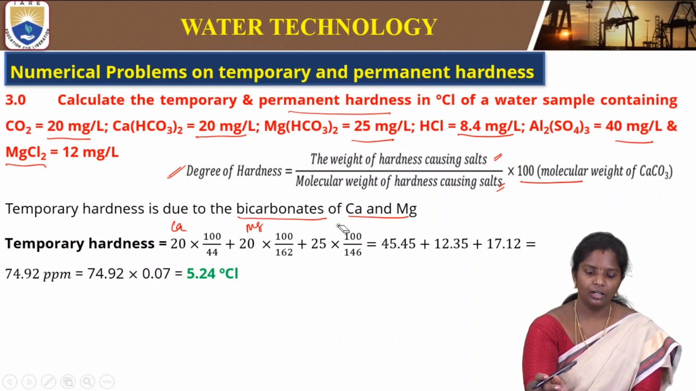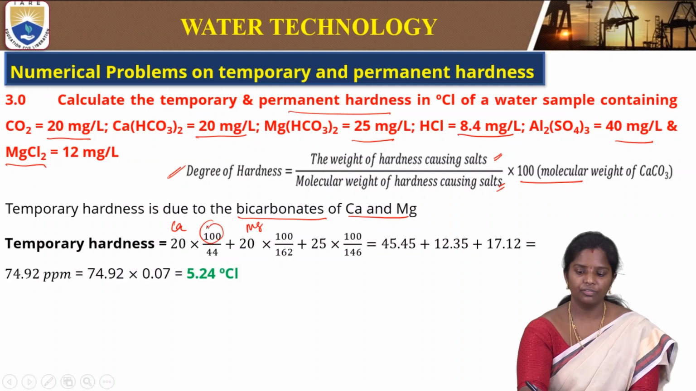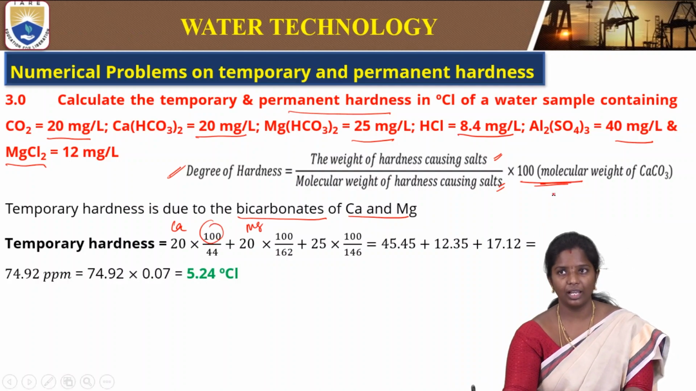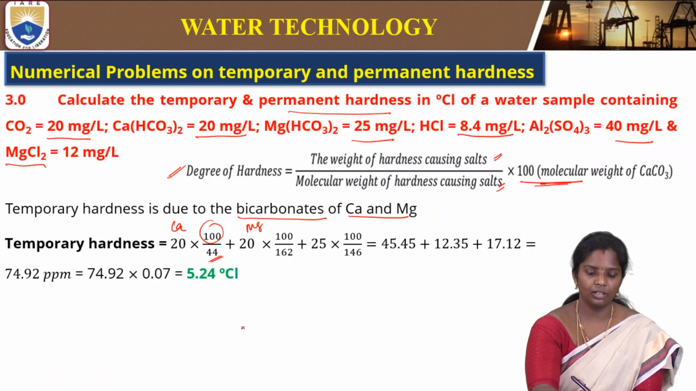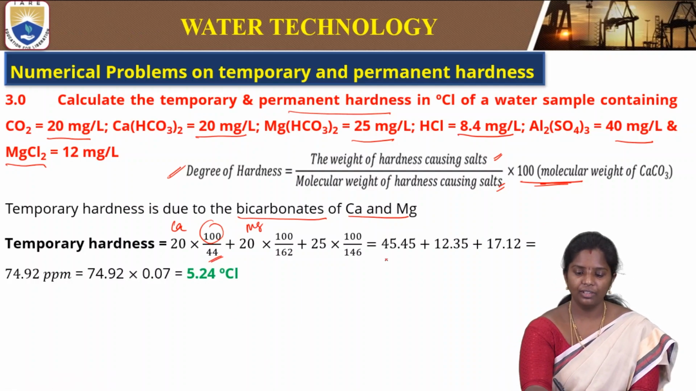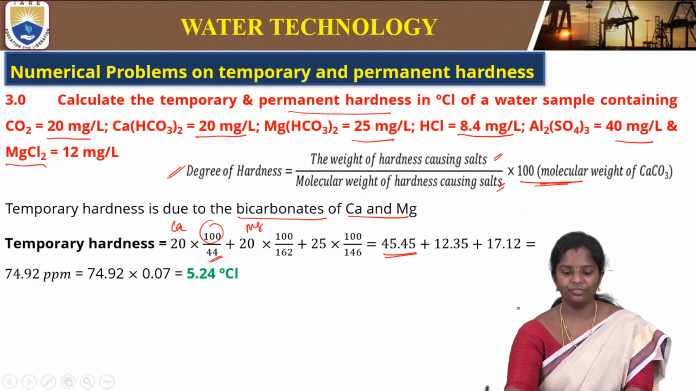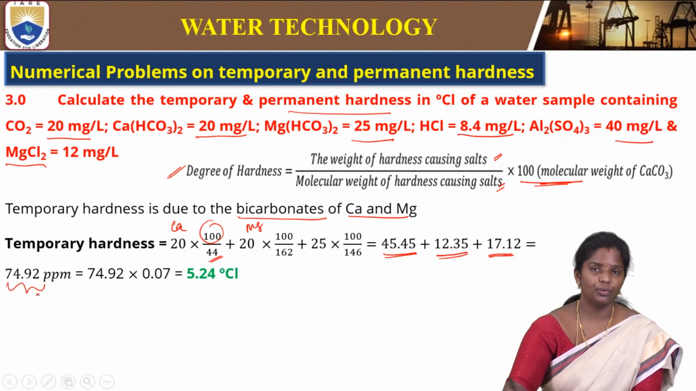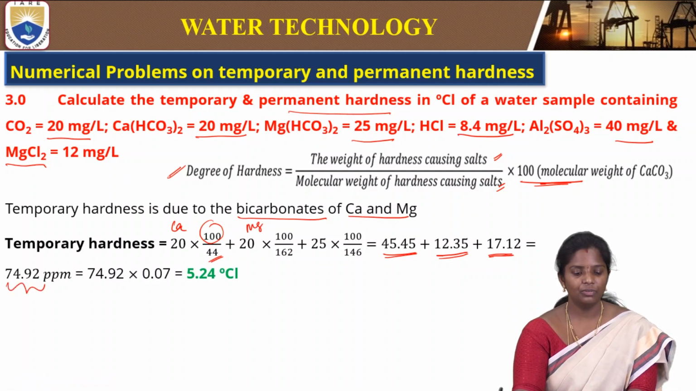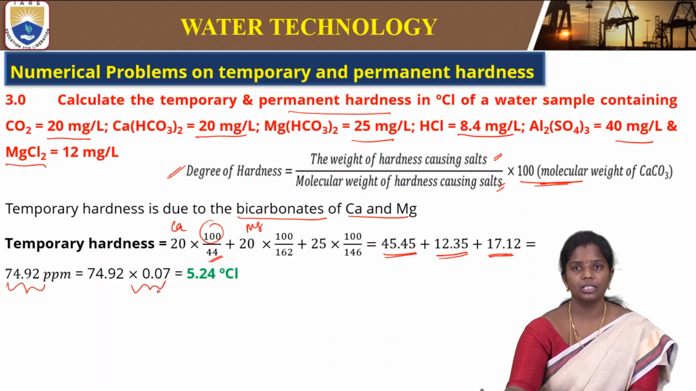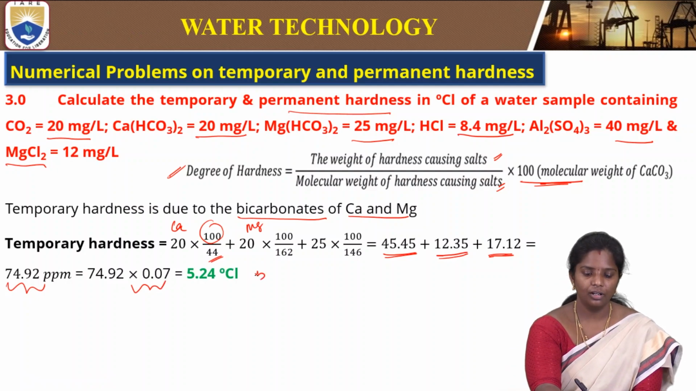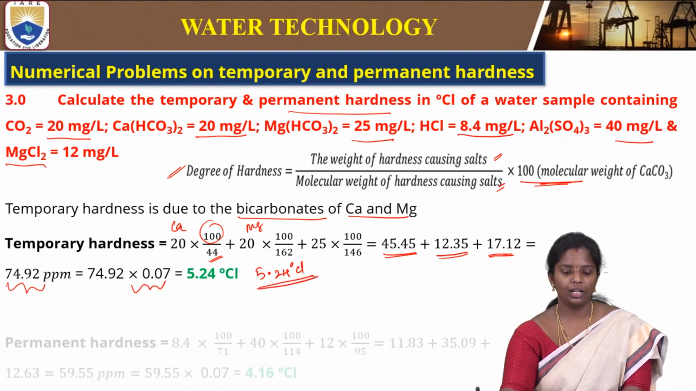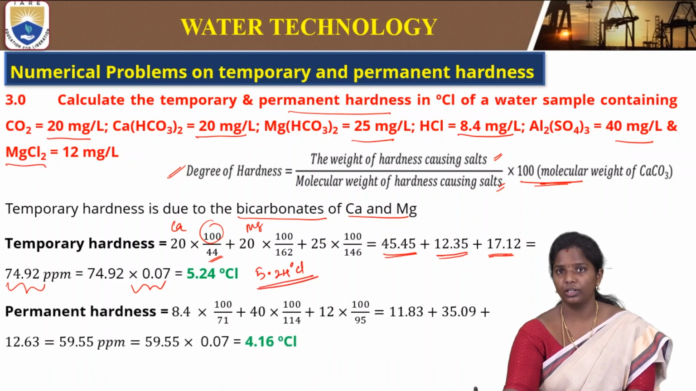So we will be using 100 as the molecular weight of calcium carbonate, divided by 44, the molecular weight of that particular salt. We get 44.45 plus 12.35 plus 17.12, and the answer is 74.92 ppm. For conversion, we multiply with 0.07 and we get 5.24 degree Clarke. So this is the temporary hardness present in that particular water sample.